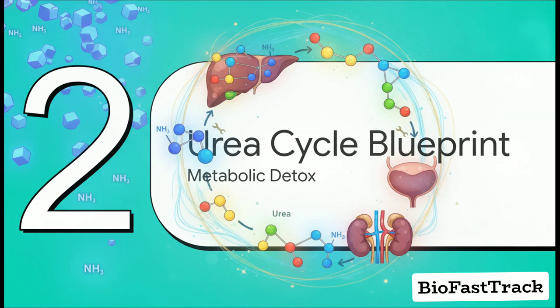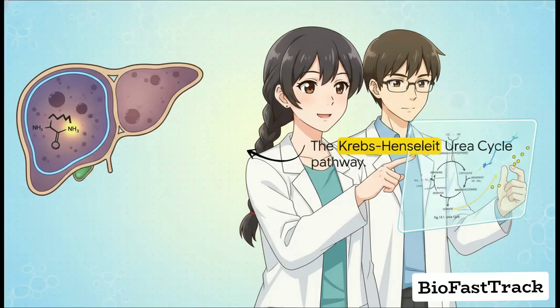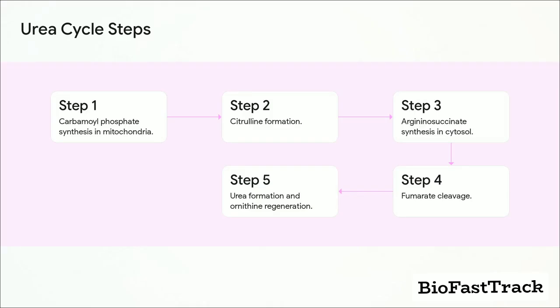Moving right along to Section 2, the Urea Cycle Blueprint. Okay, so take a look at the Krebs-Henseleit urea cycle. Discovered way back in 1932, this is basically your liver's main machine for converting that toxic ammonia we just talked about into safe urea. And what's really cool is how the cycle is physically split. The first part happens deep inside the mitochondria, but then the rest of it takes place out in the cytosol of the cell. For your exams, the absolute crucial point here is nailing down these 5 chronological milestones.